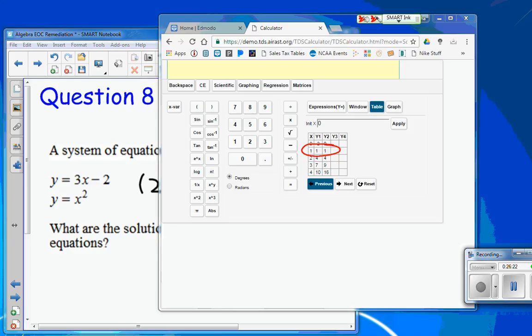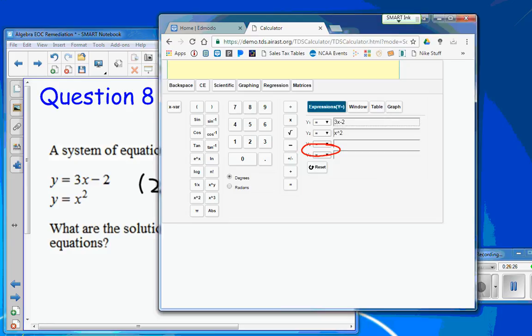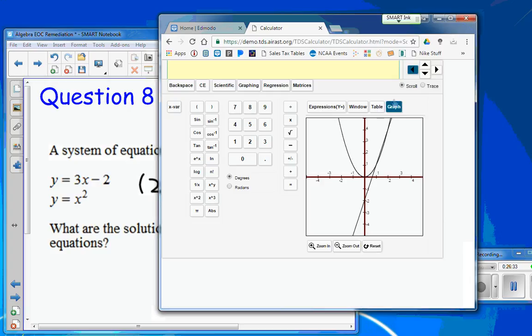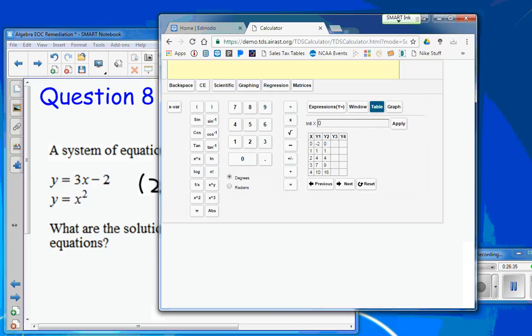How did I get this answer? I'm going to go through this again. I put my equations inside my calculator. I told it to graph it, and it did. I can see it hits 2 times. So I went to my table and I used this to figure out where my x and y values are the same for both equations.